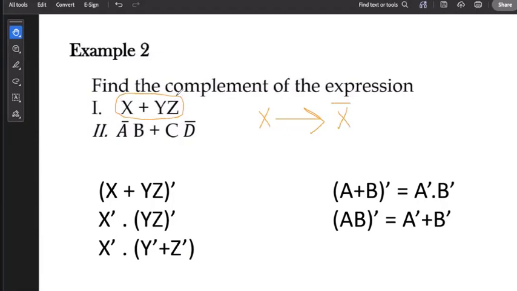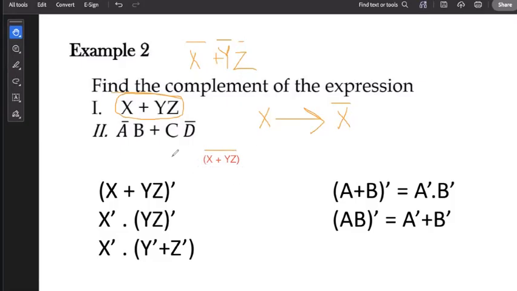So in this case, you can't simply write the complement of X plus YZ as X bar plus Y bar, Z bar. This is not a complement of this. Rather, for the whole expression, you have to negate it. So simply, if someone asks you to find the negation of X plus YZ, you have to find the bar of everything. For the whole thing, you have to find the negation, which is called a complement.